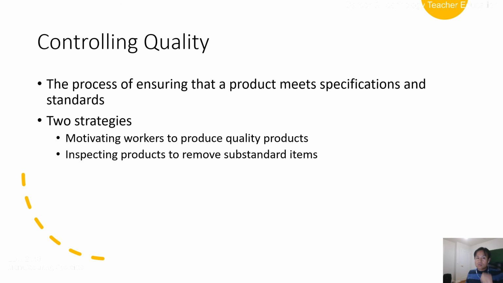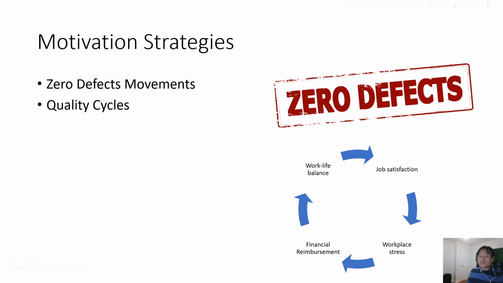So for quality control, that means the process of ensuring a product meets the specification and standard. That is quality control. For quality control, traditionally, companies have used 2 strategies. One is motivation, and second is inspection. So motivating workers and inspecting products, right? There are many strategies they used in the manufacturing sites. Years ago, this was very famous.